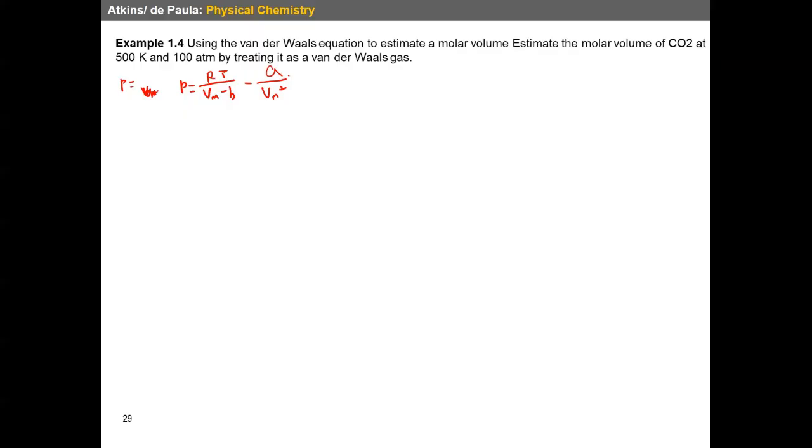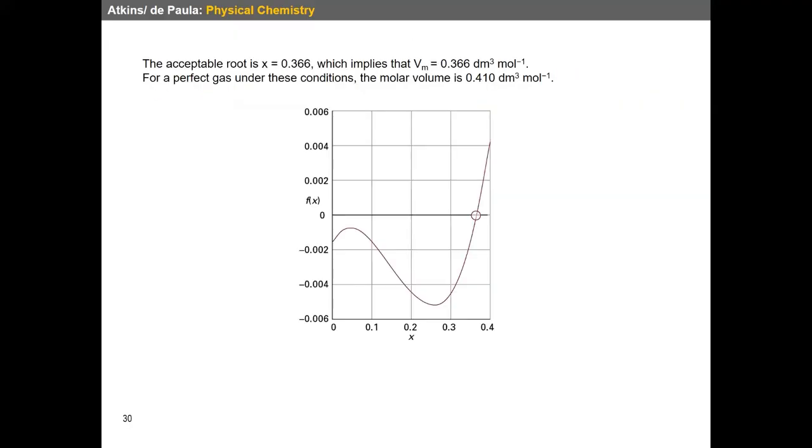To find the expression for the molar volume by solving this van der Waals equation, we need to multiply both sides by Vm minus b and Vm squared. Then we can simply multiply these terms through the equation. Then we have P times Vm minus b times Vm squared equals RT Vm squared minus Vm minus b times a.